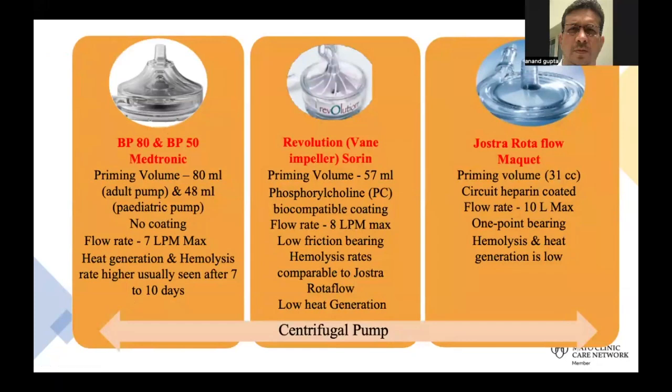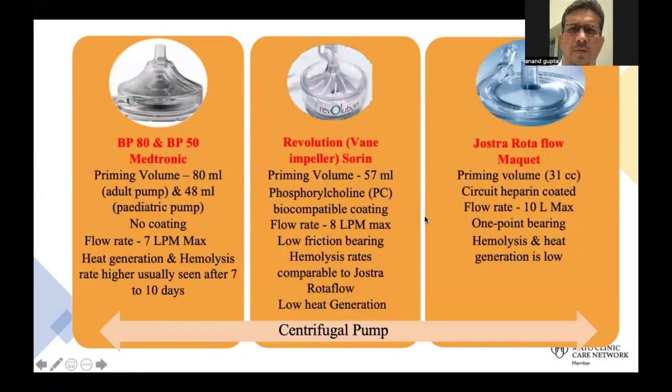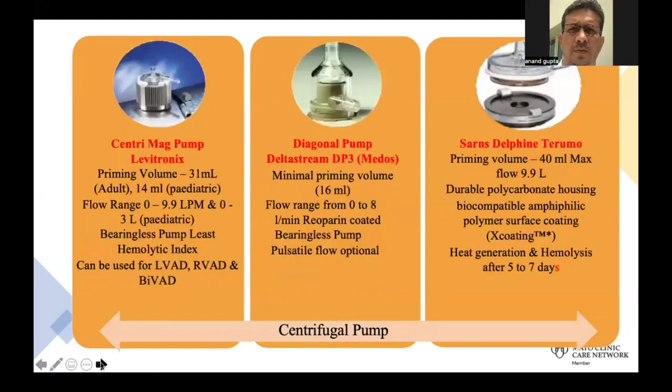Heat generation and hemolysis rate are higher after 1 week. Next, the Sorin Revolution: the prime volume is 57 ml, made up of phosphorylcholine, biocompatible, 8 liter maximum flow, low friction bearing. Hemolysis rate is less compared to the Rotaflow, and low heat generation. Another is the Maquet Rotaflow. Prime volume is 31 ml, circuit heparin coated, flow rate up to 10 liters. One point bearing, hemolysis and heat generation is very low.